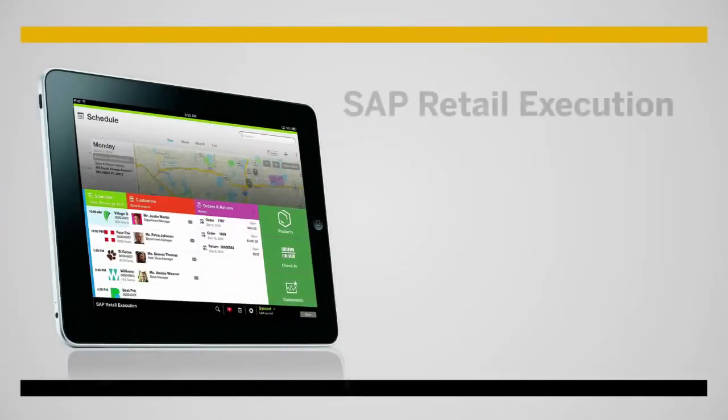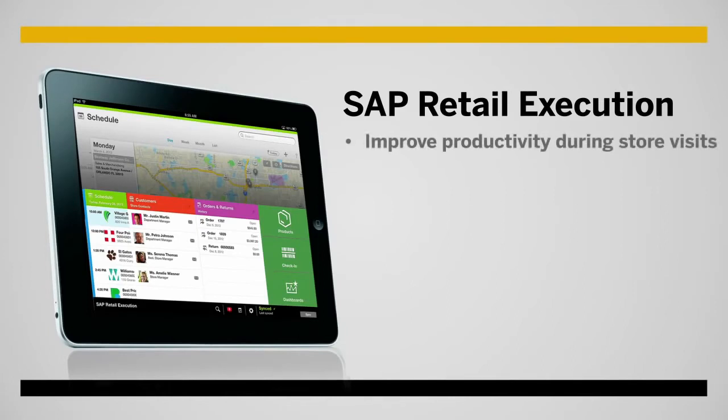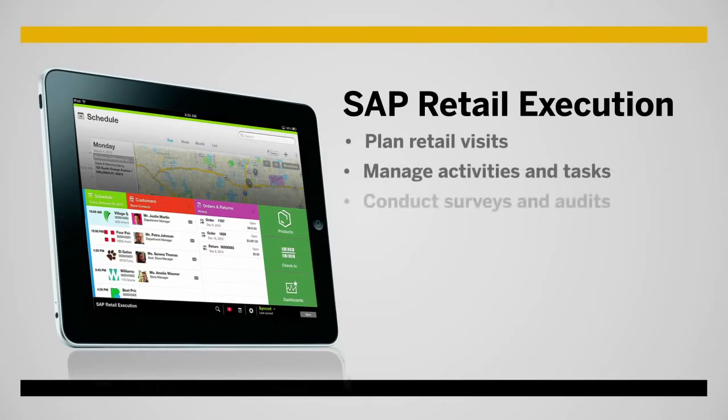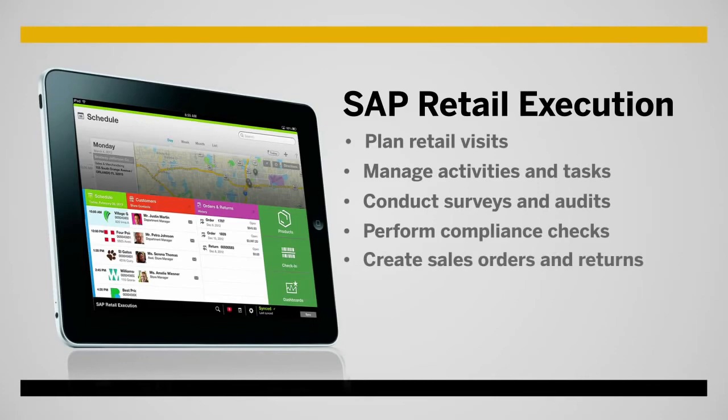SAP Retail Execution is a mobile app for sales reps and merchandisers of companies selling consumer packaged goods into retail stores. SAP Retail Execution will help improve the productivity of your sales representatives and merchandisers during store visits, helping you achieve a perfect store strategy. Key business processes your reps can perform include plan retail visits, manage activities and tasks, conduct surveys and audits, perform compliance checks, create sales orders and returns.